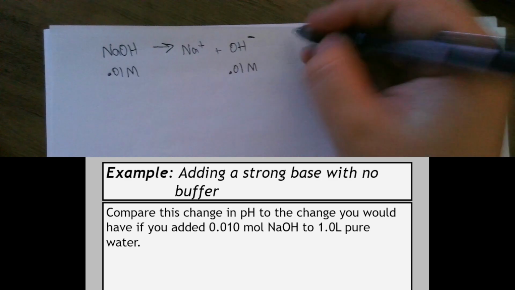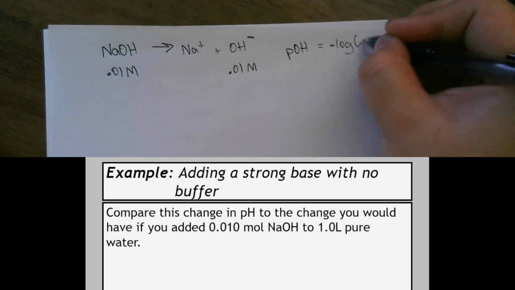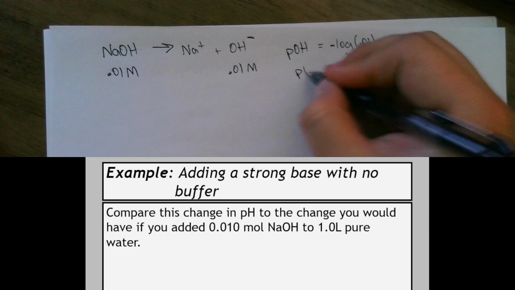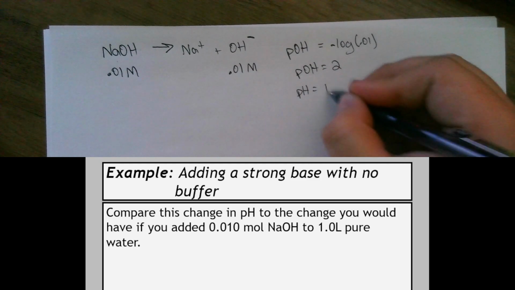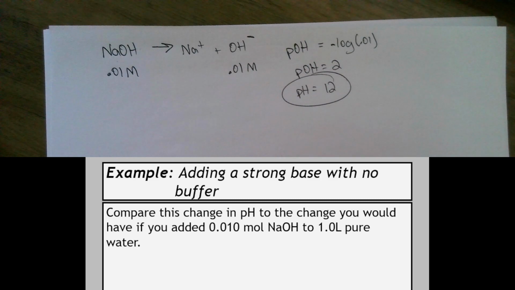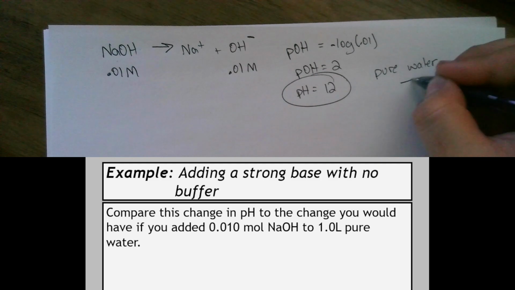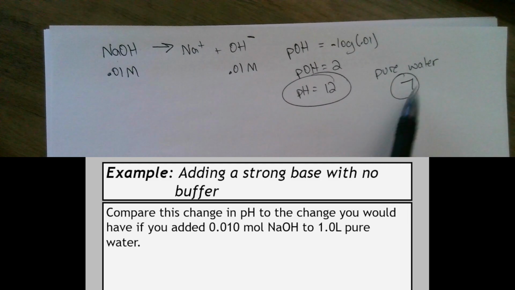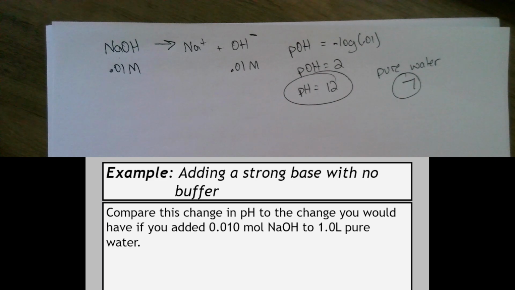Well, I could take the pOH of that, because this is a strong base. It's the negative log of 0.01. The pOH is 2, which means the pH is 12. Pure water has a pH of 7. So when I added just this little bit of base to my pure water, the pH went up 5 whole points. When I added it to my buffer solution, it only went 0.02 points up. So that's the difference that a buffer makes.